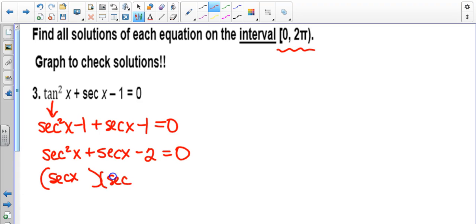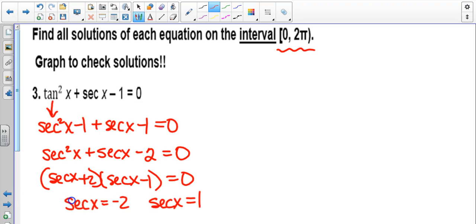That's a funky parenthesis, sorry. Positive 2 and -1 to get a positive 1 in the middle. All right, so the secant of x equals -2, or the secant of x equals 1. Again, I generally don't go shopping for a secant on my unit circle, right?